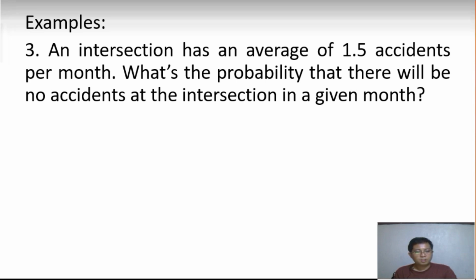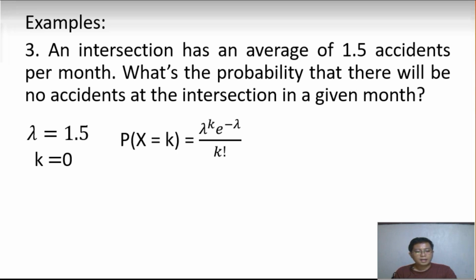So again, we need to find the value of lambda and k. In this example, lambda is equal to 1.5 and the value of k equals 0, since we are asked to find the probability that there will be no accidents. So let us write our probability mass function and substitute the following values into our formula.